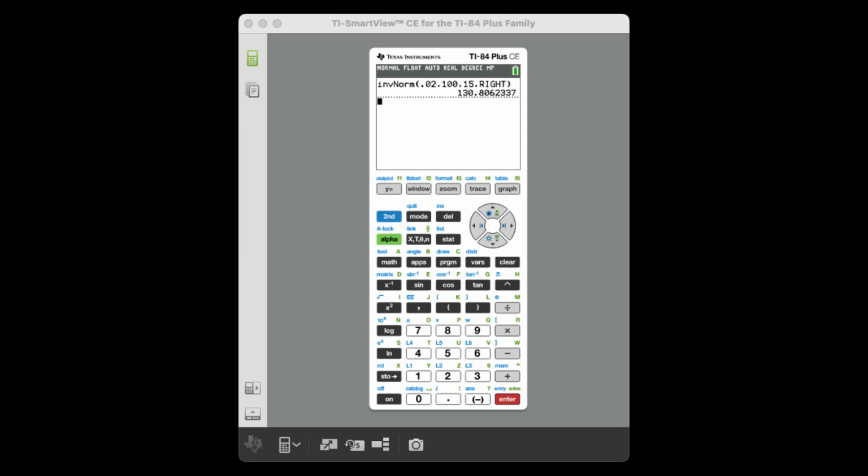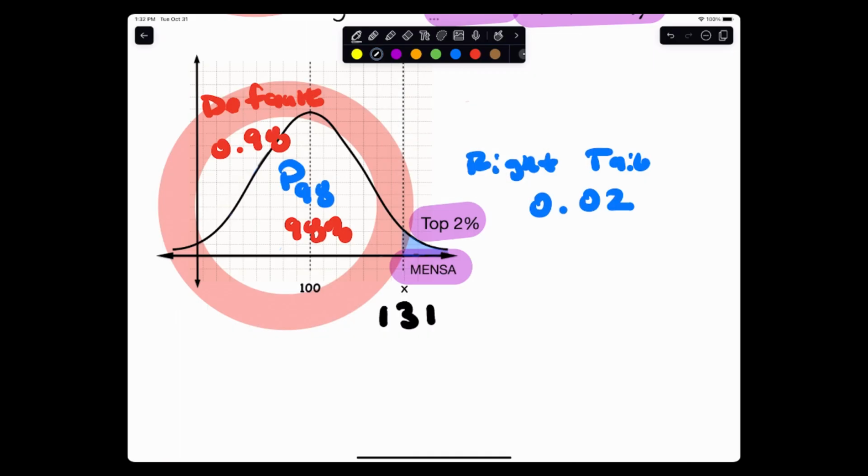Ladies and gentlemen, what's your IQ score? 131. So X is going to be approximately what? 131. So that's the IQ score you need to try to get into the group called Mensa.